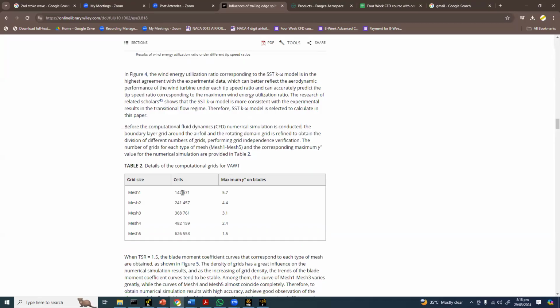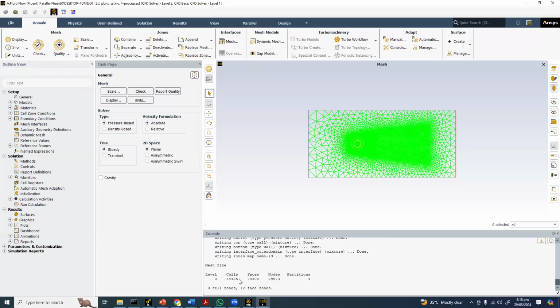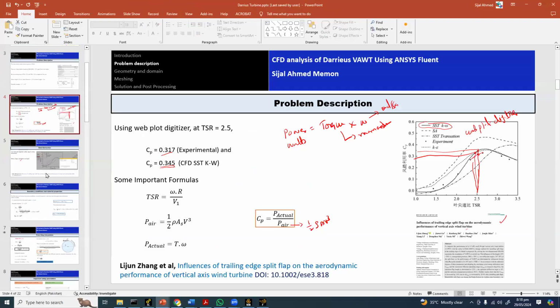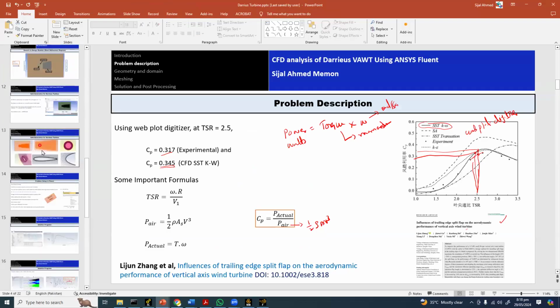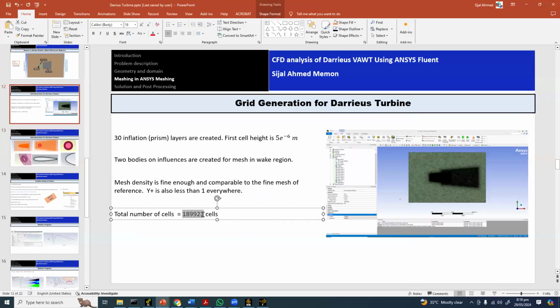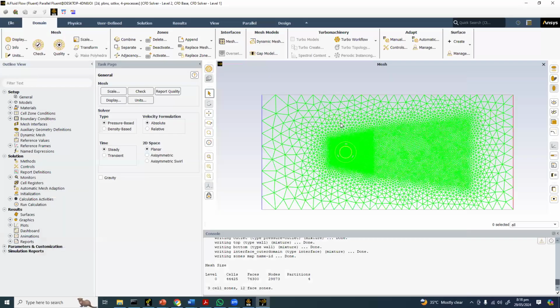The number of cells is very high. In our case, it's around how much? Around 44,000 cells. And in the presentation, if I remember correctly, they were around 189. It was a very fine mesh actually. So right now, I'm just making a very coarse mesh for understanding purposes.